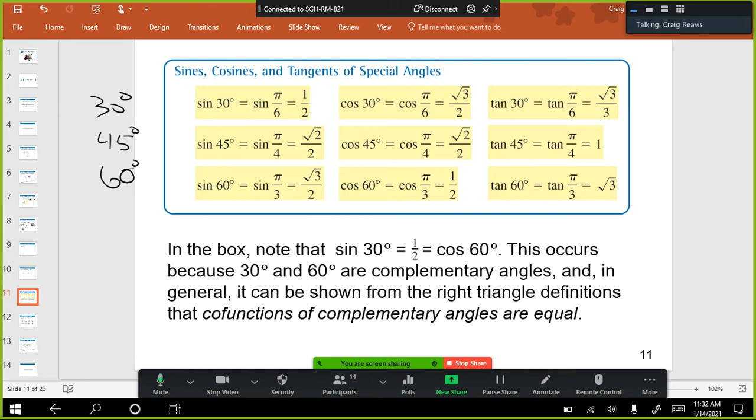So we'll look at these and let's see what it says. Note that sine of 30 equals 1/2 equals cosine of 60. This occurs because 30 and 60 are complementary angles. And in general, it can be shown from the right triangle definitions that cofunctions of complementary angles are equal. All right, but let's move on.